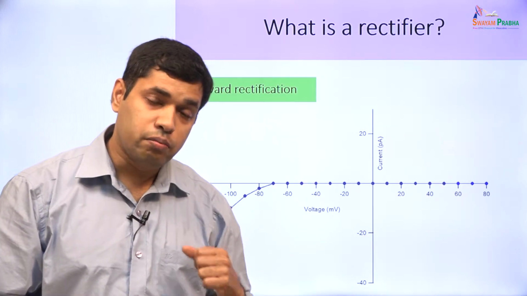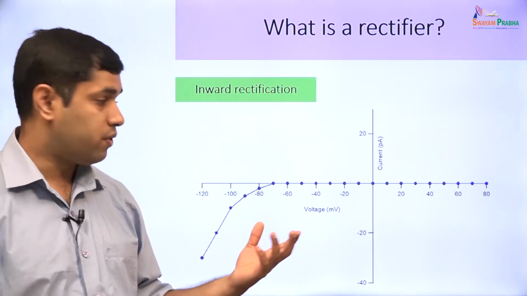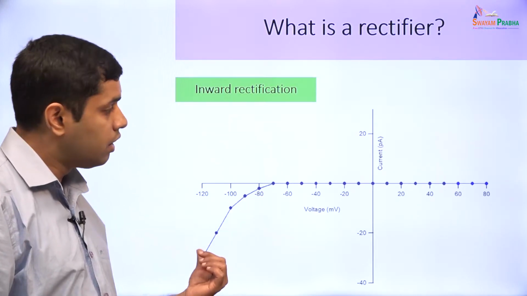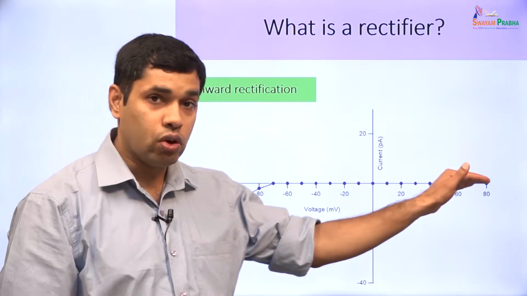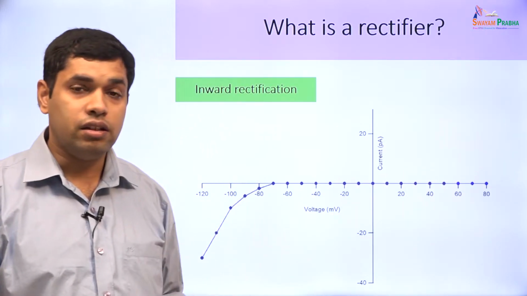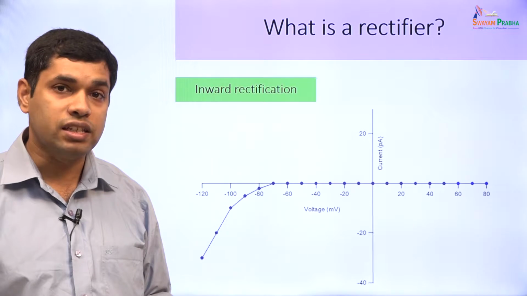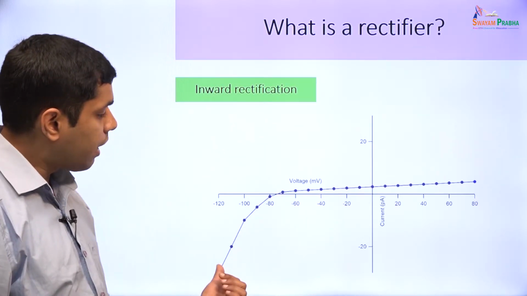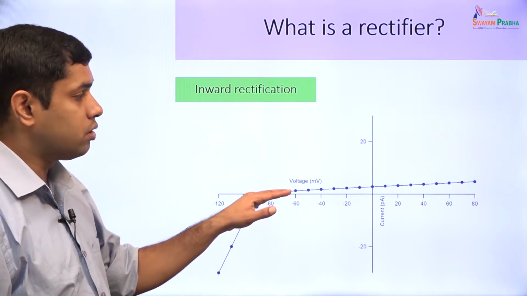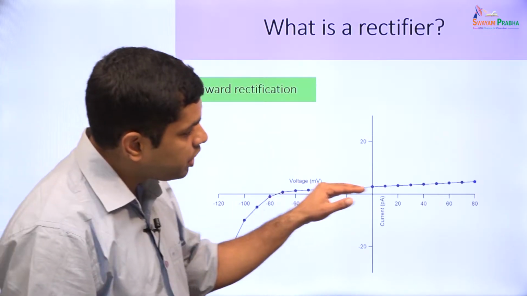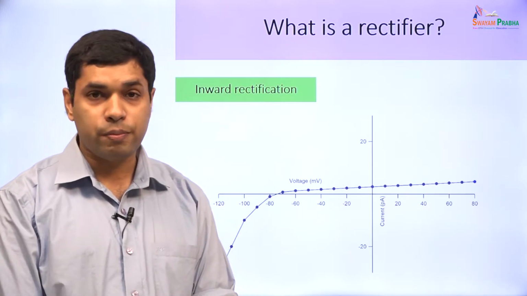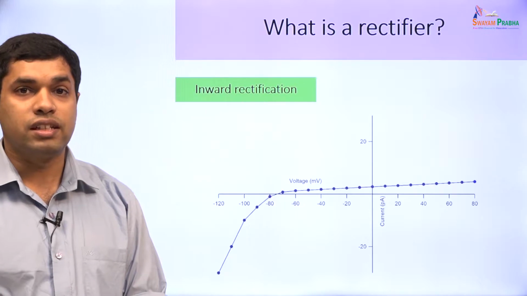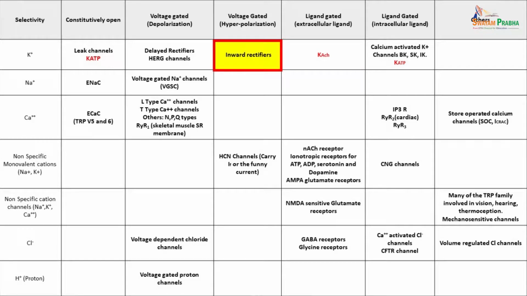Now it may not be that a current is a pure rectifier. So in this example the channel passes inward currents but does not pass any currents at all in the outward direction, but in the cell that may not be the case. So the channel may pass inward currents at a much larger rate as compared to the outward currents that it passes through.